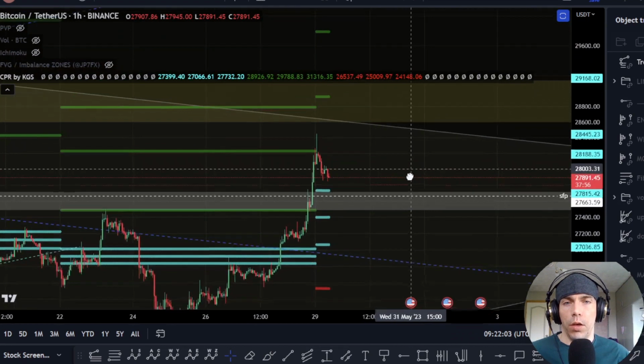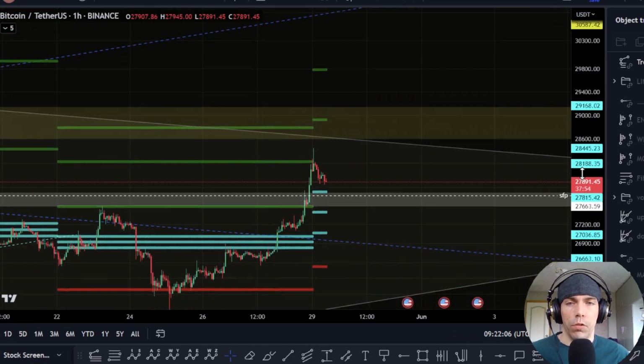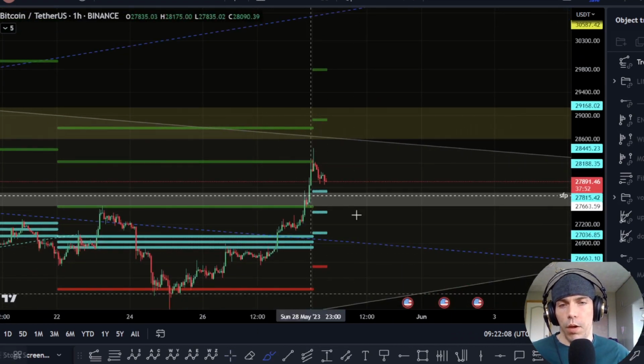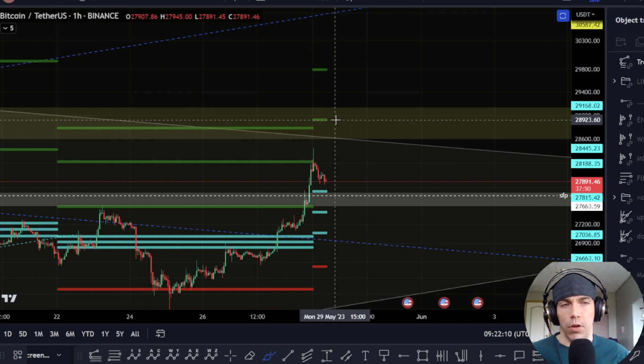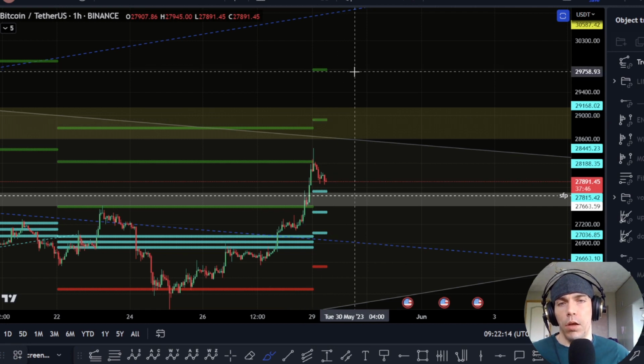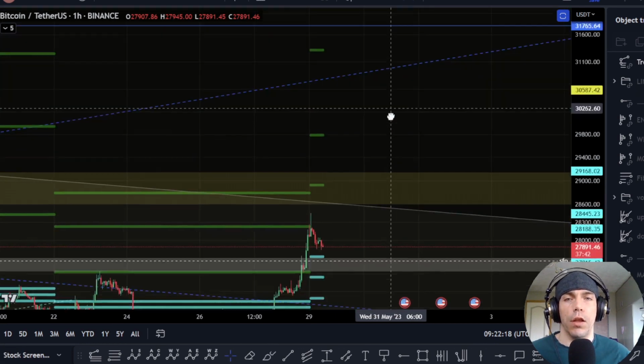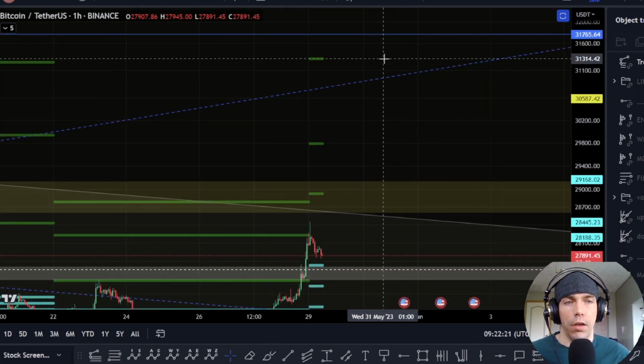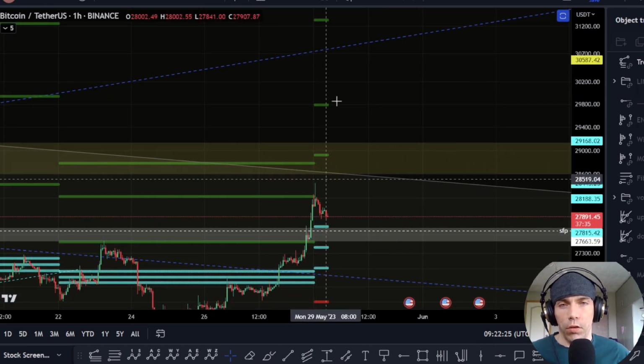Now if we are looking at this in this way, what we could also argue is that this week we have the potential to come back up here and retest these zones of this 28,923, 29,785, and this higher line here at this 31,314. So these are the things I'm going to be looking out for.